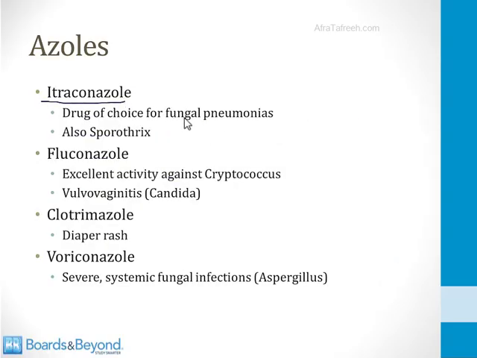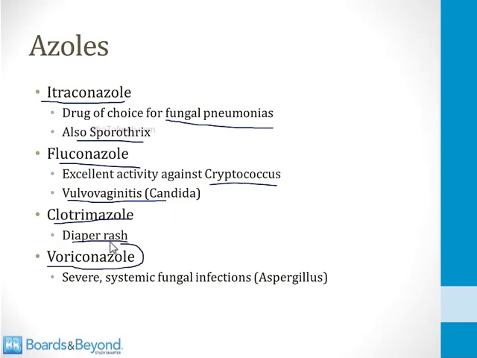Itraconazole is the drug of choice for the dimorphic fungal pneumonias. It's also used to treat sporothrix, which is rose gardener's disease. Fluconazole has excellent activity against cryptococcus, and it's also used for women who get vulvovaginitis, which is a yeast infection. Clotrimazole is often used to treat diaper rash, which is caused by Candida. And then finally, voriconazole is the one azole that has action against aspergillus. So this can be used intravenously for severe systemic fungal infections.